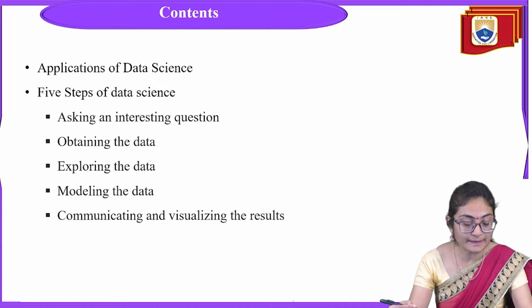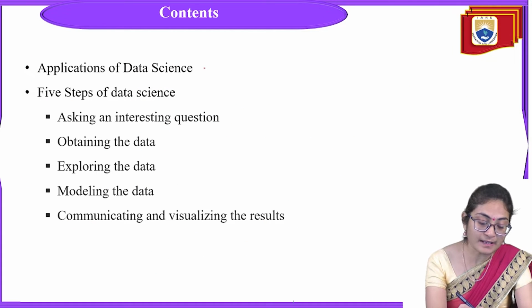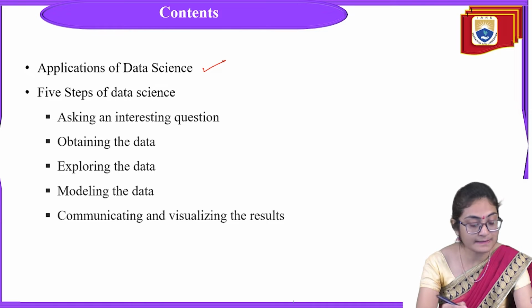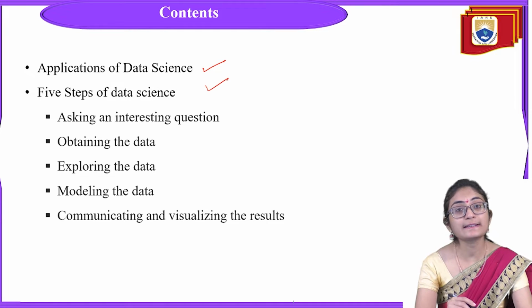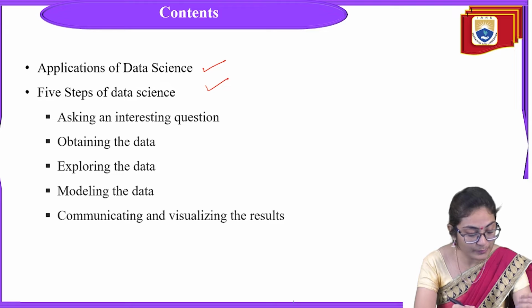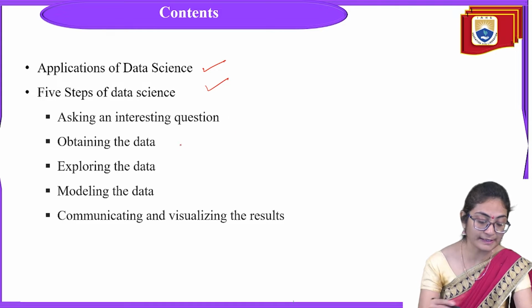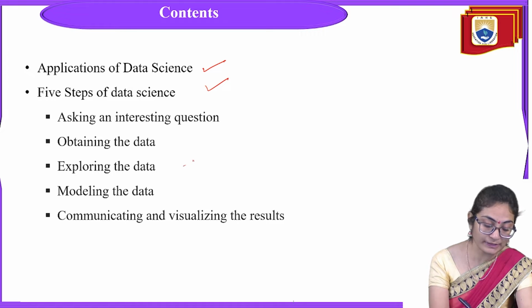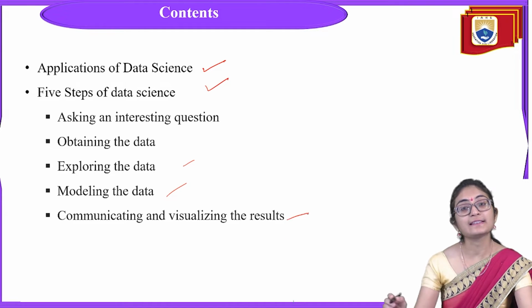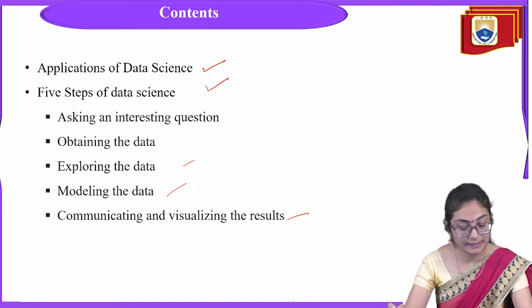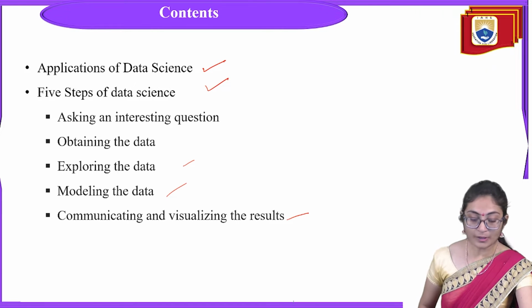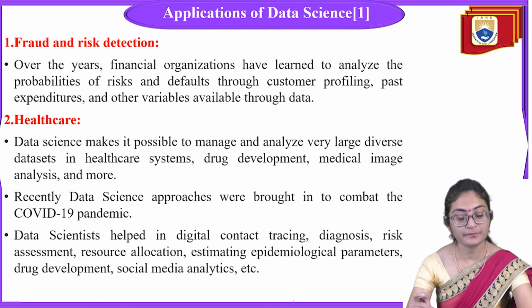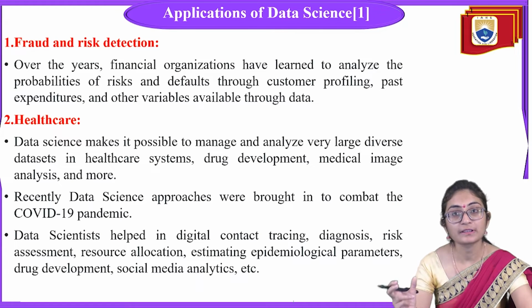Now, there are some contents. Contents are applications of data science, 5 steps of data science which are containing asking an interesting question, obtaining the data, exploring the data, modeling the data, and communicating and visualizing the results. Now we will see one by one. First, applications of data science.